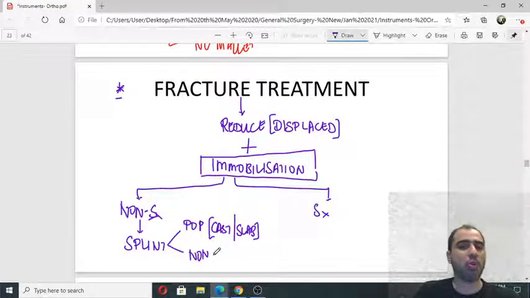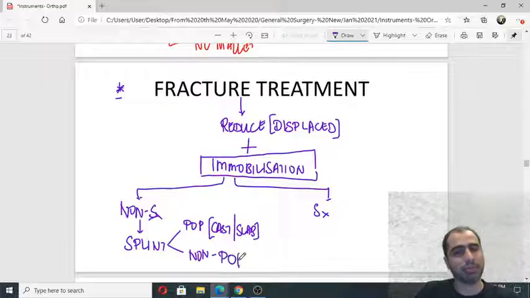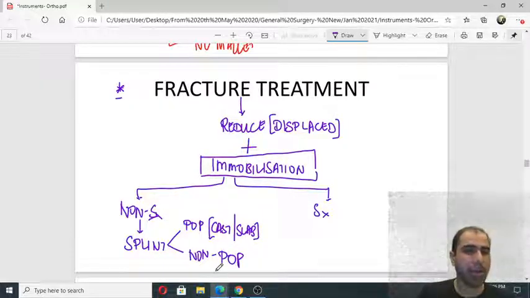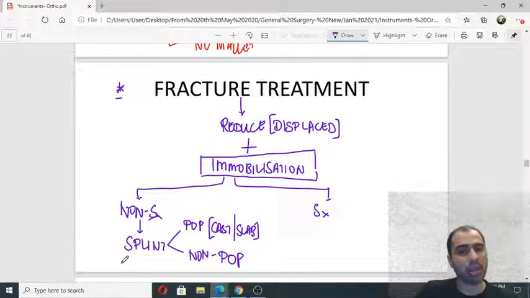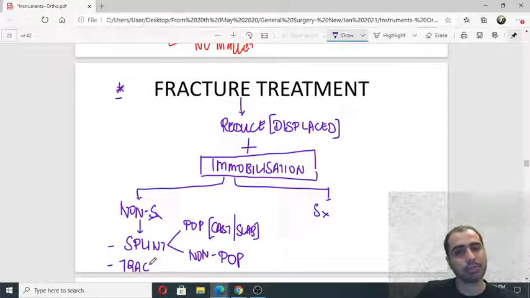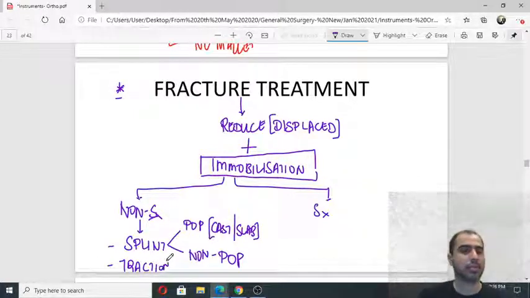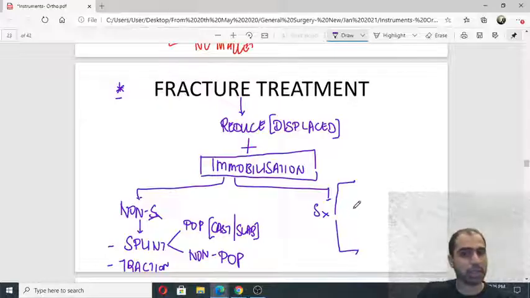Then you have non-POP splints. Bowler Blonde splint, Thomas splint, they are non-POP. They are ready-made devices just to immobilize, or I can use devices which are called traction devices. Okay, I can use devices which are traction devices. Intent is what? Immobilize. Surgical immobilization, there are many ways of doing it, which we are going to discuss.